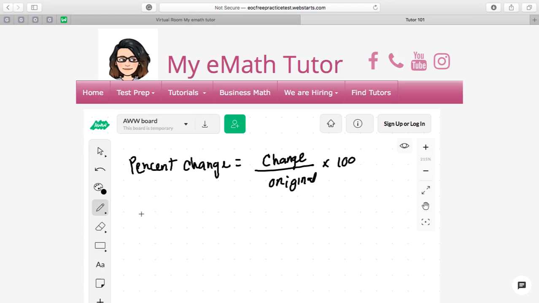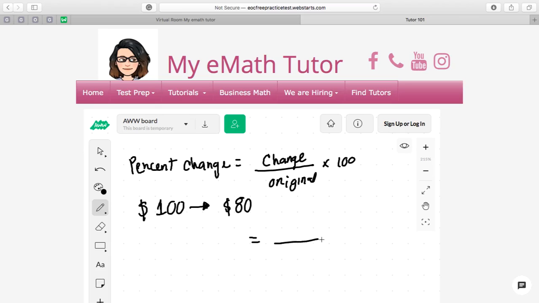Let's say that you had a stock in a cookie company, and the stock was $100. Then all of a sudden people say, well, you know what, sugar is really bad, and the stock went down. Instead of $100, now your stock is worth, let's just put something simple, $80. So you're kind of like, man, what is the percent change on my stock?